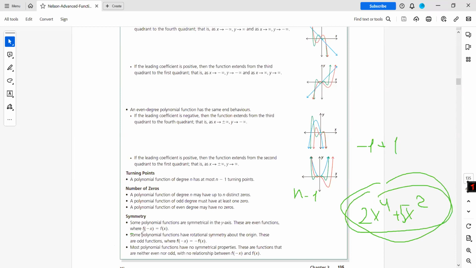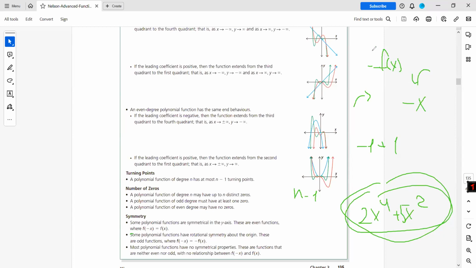So y-axis symmetry. Some polynomial functions have rotational symmetry about the origin. These are odd functions, where f of minus x equals minus f of x. Basically what it says is that if you substitute the negative x into your function, your output would be equivalent to the minus of the positive input. So you would simply make your function negative if you substitute a negative x value. That's the only thing that would change. Most polynomial functions have no symmetrical properties.